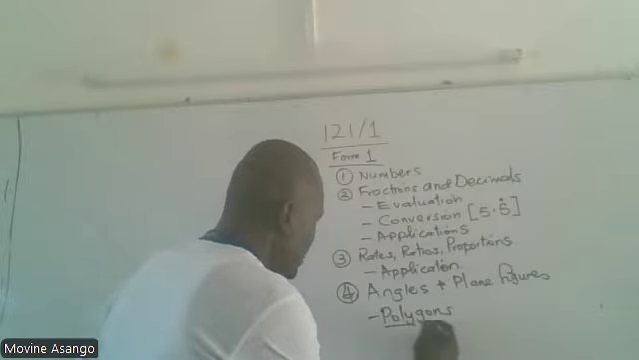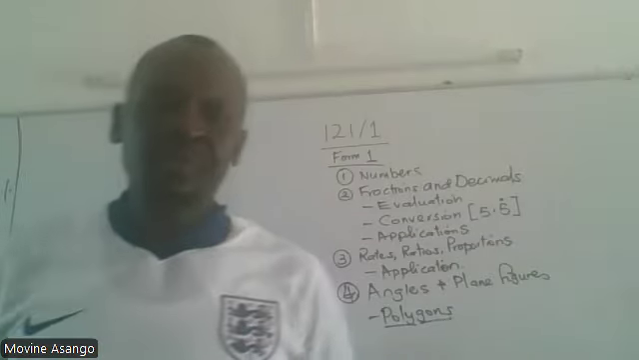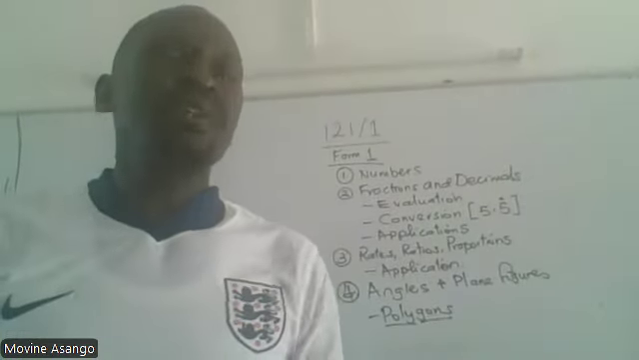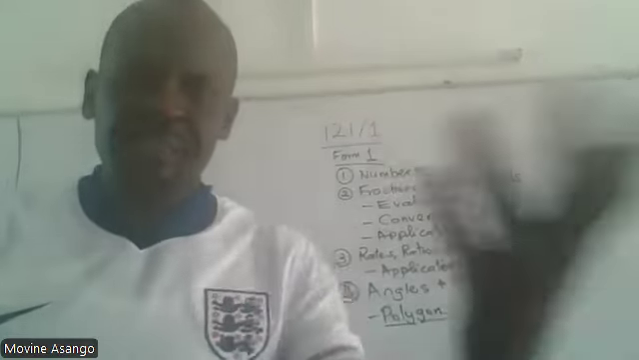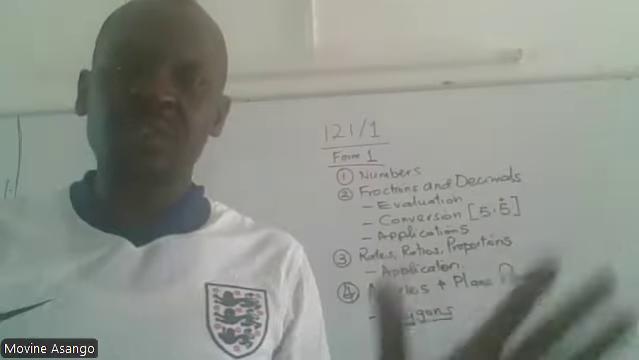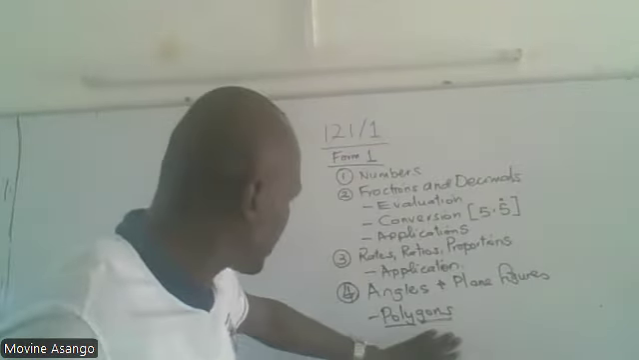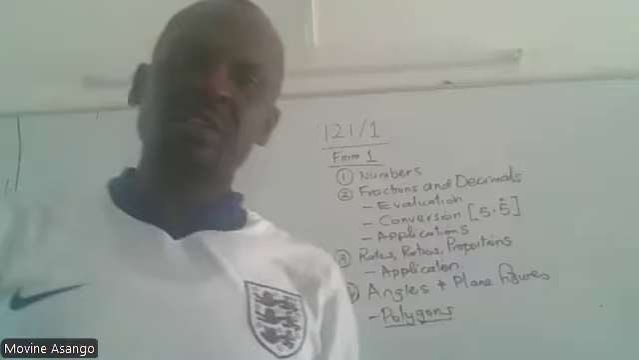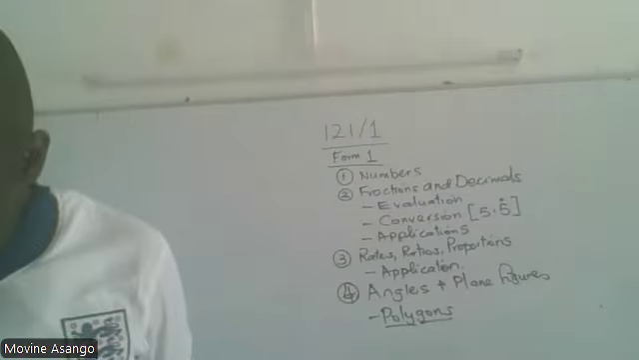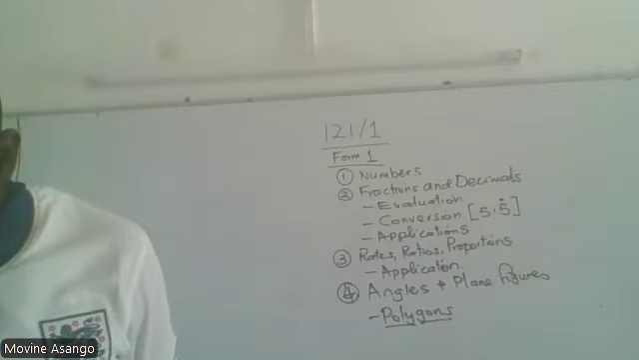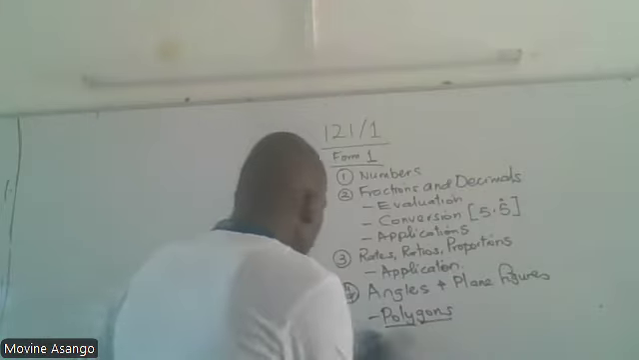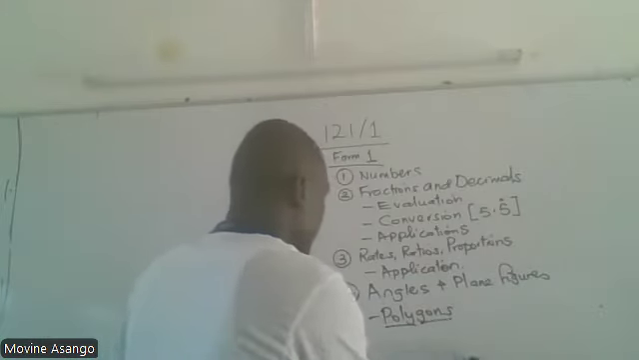Polygons. Poly, many. So polygons are many-sided plane figures. We begin with the 5-sided plane figure, pentagon, 6-sided plane figure, hexagon, 7-sided plane figure, 8, 9, 10, and so on and so forth. But in all those cases, we are concerned with the polygon formulas. And polygon formulas are 3. What are these 3 polygon formulas?